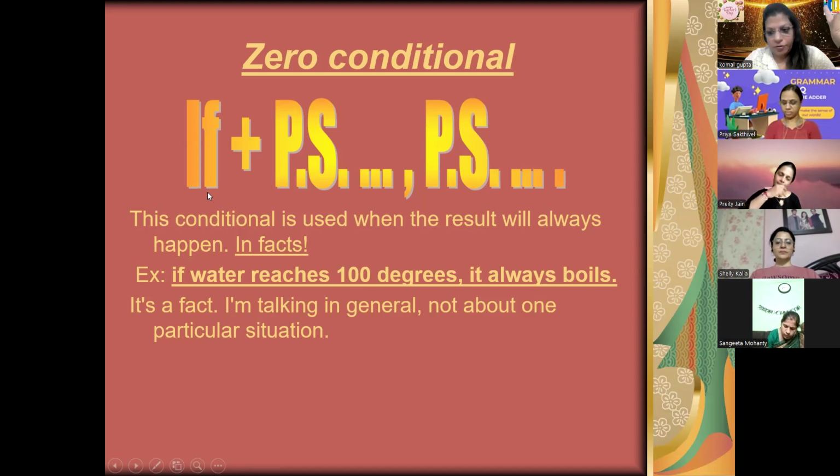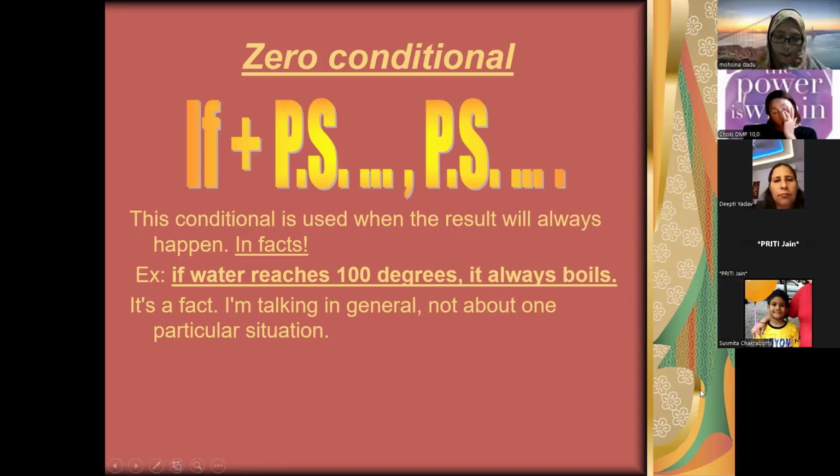You always start with if. Then you put the condition, separated by a comma, and then again you put the result. At the time of writing, you have to put a comma, but at the time of speaking, no need to put the comma. So what is the structure? If plus condition, then result. Now inside the condition, which tense do you have to use? Simple present, or you can say present indefinite. In both the condition as well as in the result, you have to use the simple present. Simple present or present indefinite.